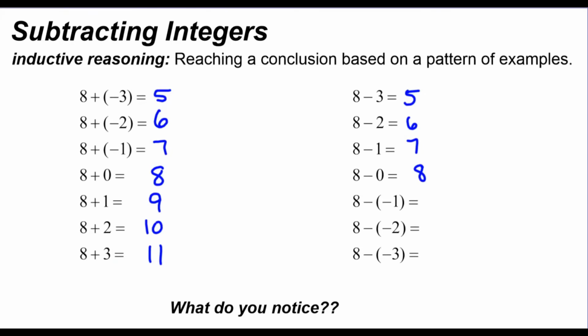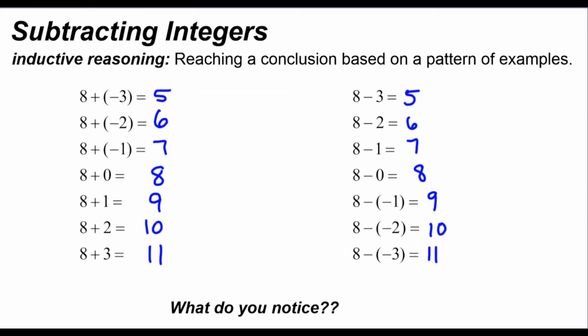Well, what happens when you take a negative away? If you take a negative away, that's actually going to increase the value. Taking negatives away actually increases the value of something. This next difference has to be 9 if this pattern holds true. And 8 minus negative 2 then would have to be 10. Taking negatives away increases value. And then 8 minus negative 3 is 11.